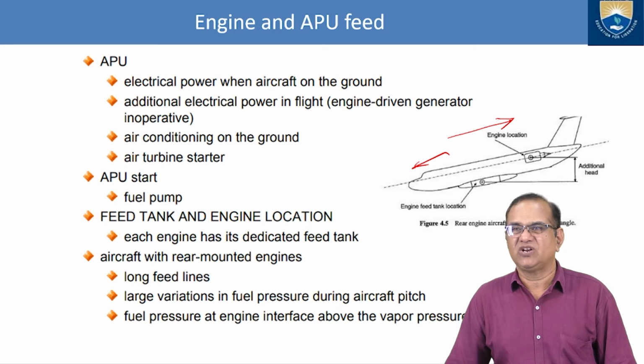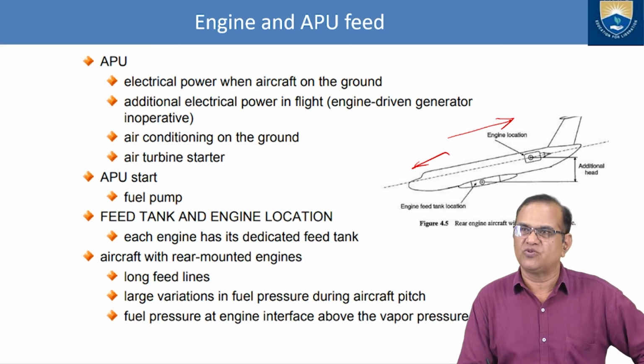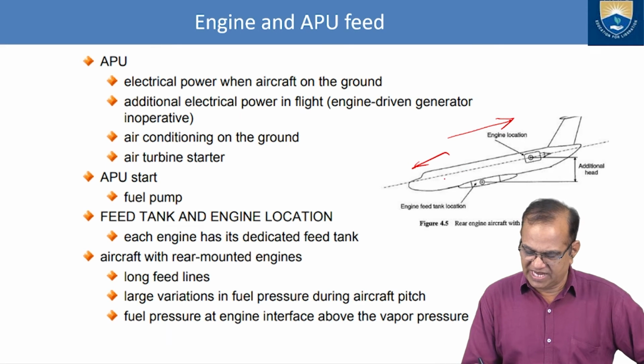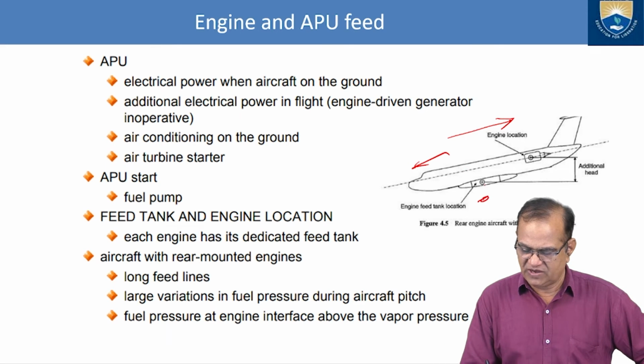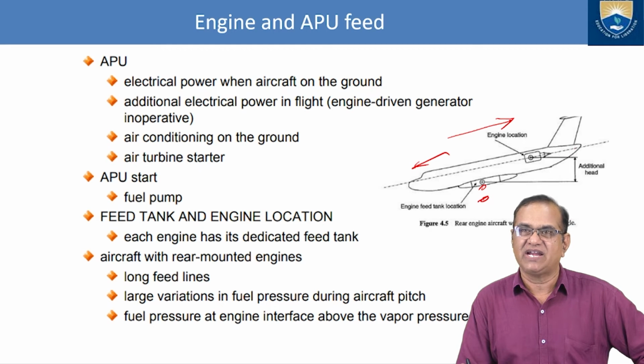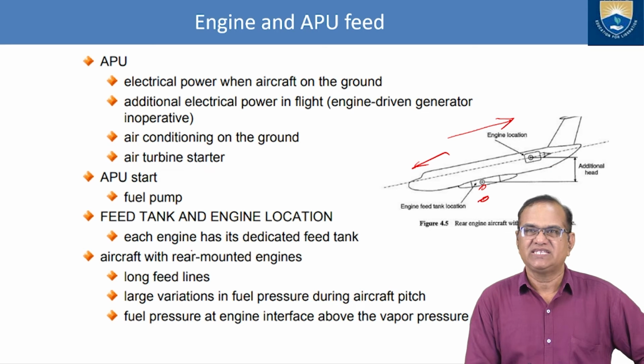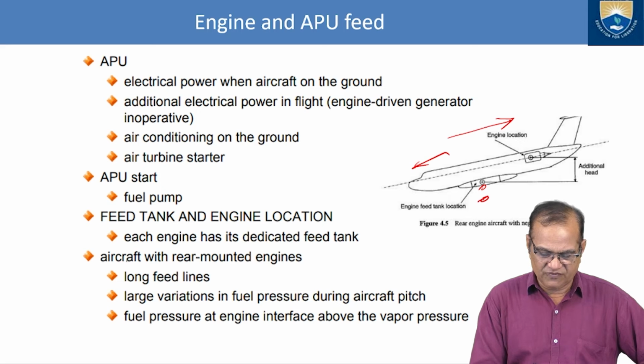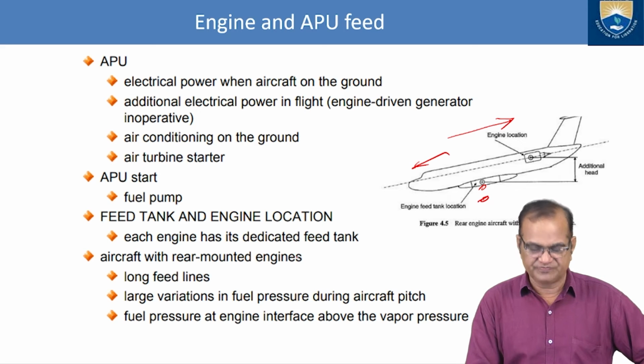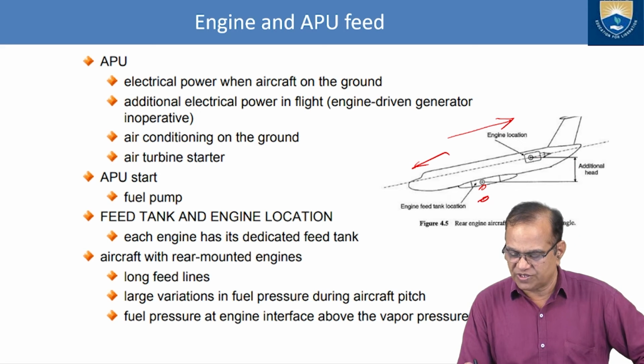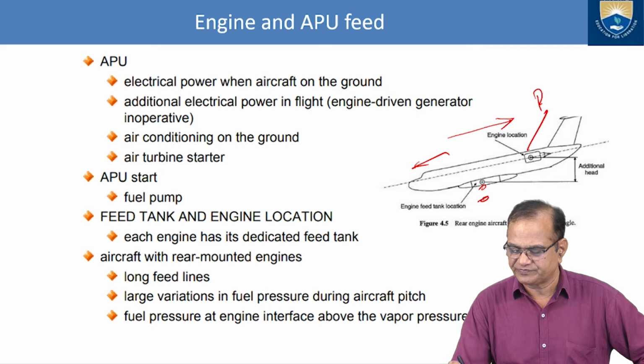Feed tank and engine location, I have shown here. The feed tanks are in the wings and the engine is located here, and if it is nose down, more pressure is required to supply the fuel. Each engine has its dedicated feed tank. Here I have shown an aircraft with rear mounted engines.